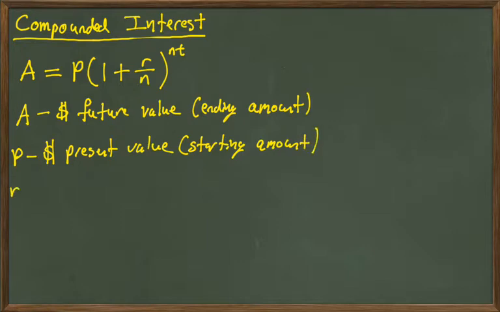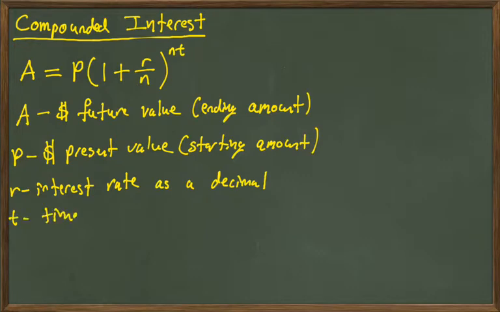Okay. R is going to be the interest rate as a decimal, so we do need to convert our interest rates into decimals, because that's what they mean. Percent means per 100, so that means you need to divide your percentages by 100 and then just drop the percent sign. Time is going to be in years for the compound interest, and then N is going to be the number of compounds per year.